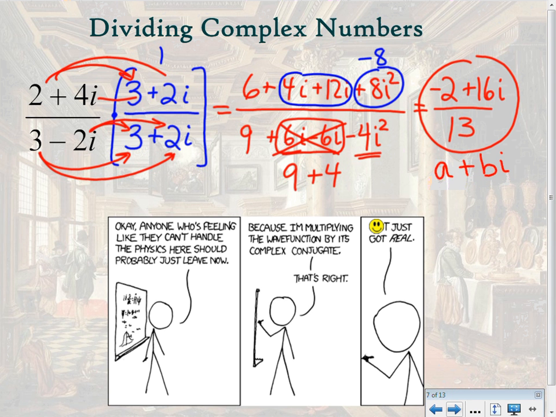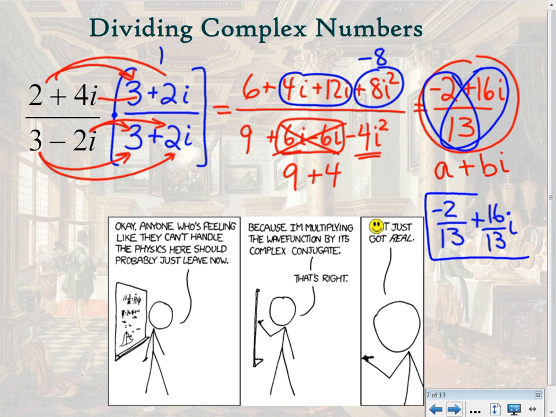That's just standard protocol. So we're going to go negative 2/13, and we're going to add that to 16/13 i. That would be my final answer in complex form. All right.